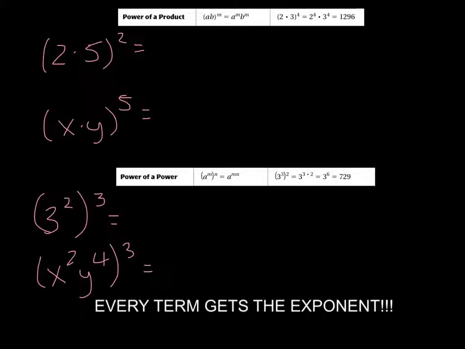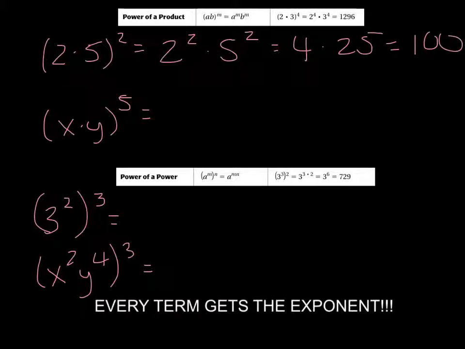So the 2 gets the 2nd power and the 5 gets the 2nd power, giving us 2 squared times 5 squared, which equals 4 times 25, which equals 100. Now if we do this the second way, if we multiply the 5 times the 2, we get 10 to the 2nd power, which still equals 100.